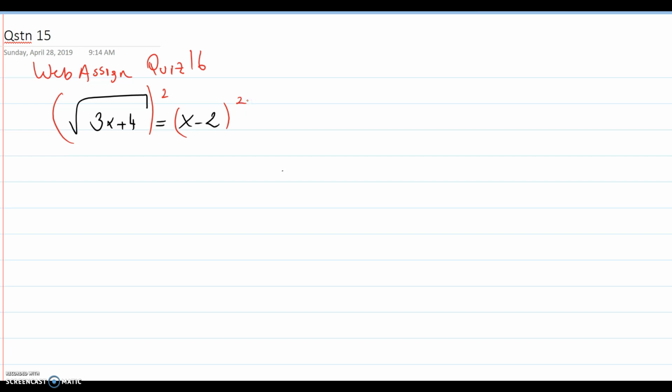This time it's a little bit complicated because on the other side we do have a term with x. X is not alone. So when we take the squares, the square root will lift off, and the other side opens up as a binomial complete square. Now here, think about it as solving quadratic equations.